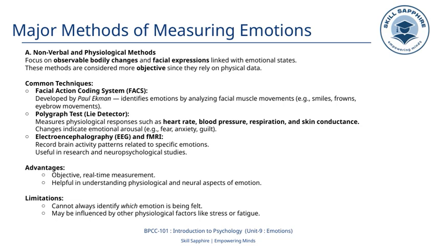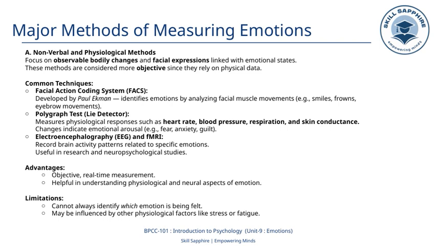These methods focus on observable bodily changes and facial expressions that are linked with emotional states. One of the key advantages here is that they tend to be more objective because they rely on physical data rather than self-reporting, which can sometimes be biased. For example, the facial action coding system, developed by Paul Ekman, is a well-known technique. It analyzes facial muscle movements, like smiles, frowns, or eyebrow raises, to identify specific emotions.